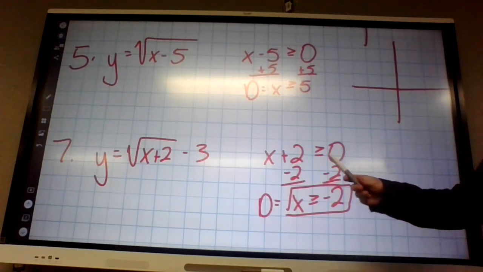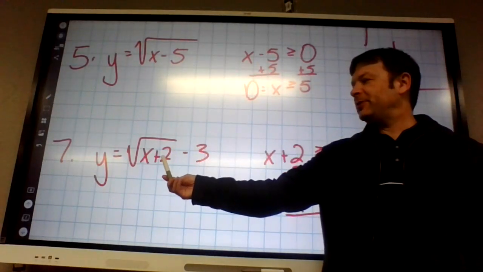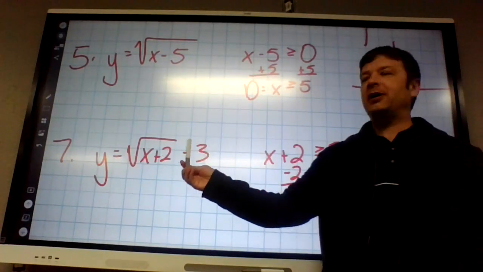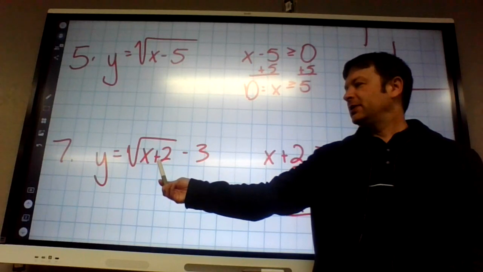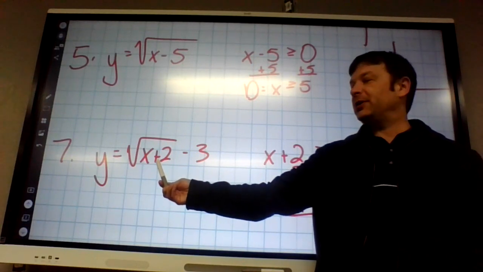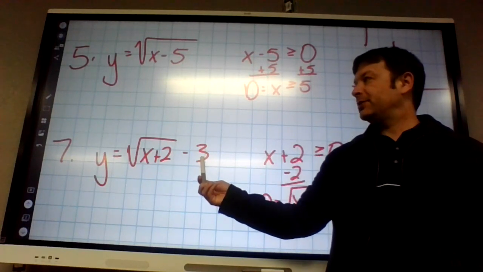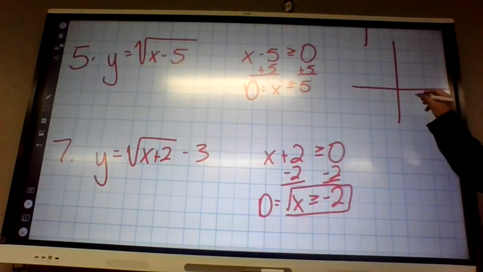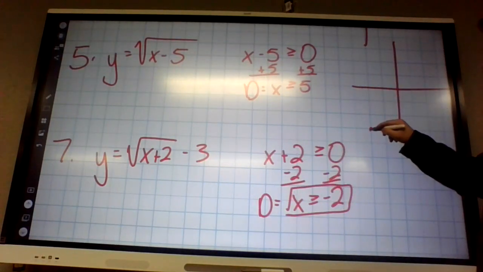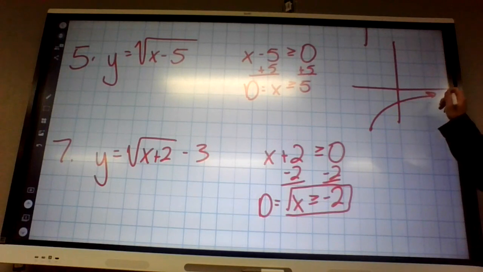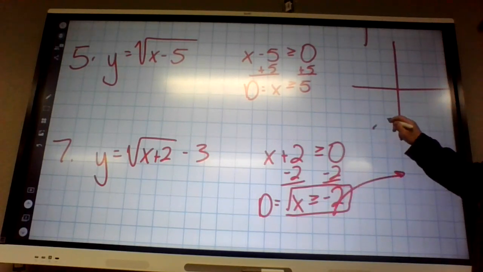Do you guys know what the plus 2 and minus 3 is going to do to the graph? This goes back to old stuff. Left 2, because it's directly on the x, and down 3. So if I had to graph it, it would start right here, and it would look kind of like that. Well, not that steep, but more like that.